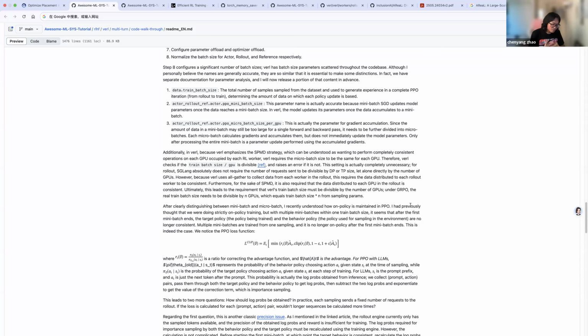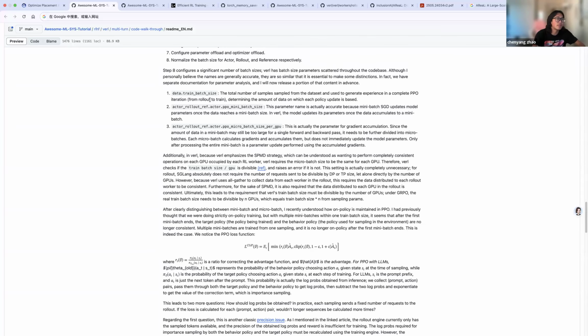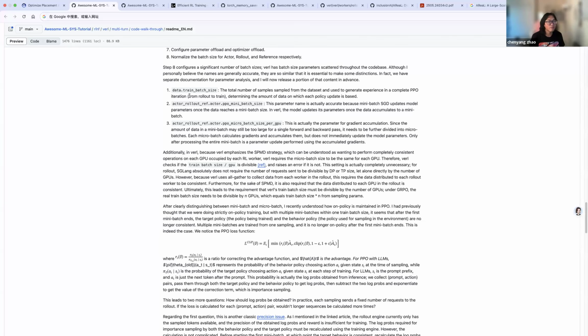In Verl, they have different names for the batch size. The first is the train batch size. It means how many prompts you are sending to the rollout and doing the sampling. The next one is the PPO mini batch size. The mini batch size is a word coming from mini batch SGD.